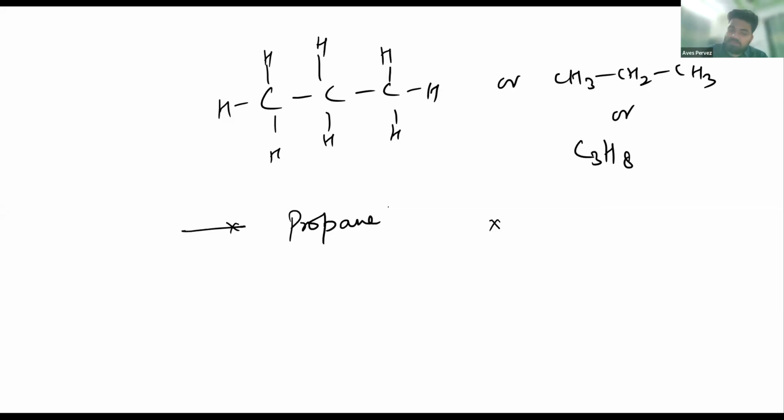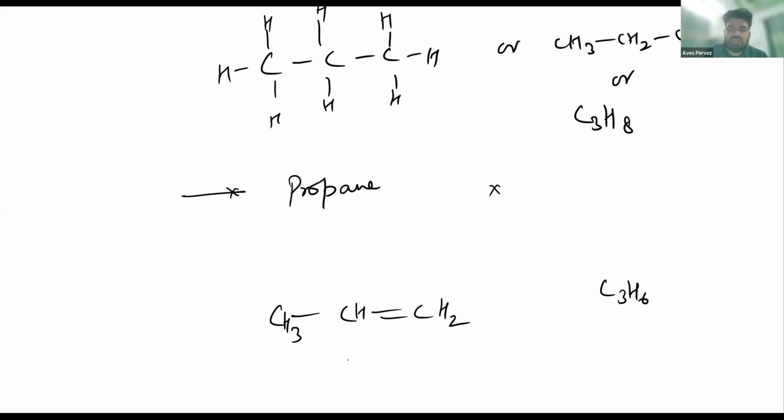What if I make it like this: CH2, CH, CH3, or C3H6? What should be the name for this one? Propene, because it has a double bond. If it is a triple bond, then yne. Okay, what should be the name for this one?